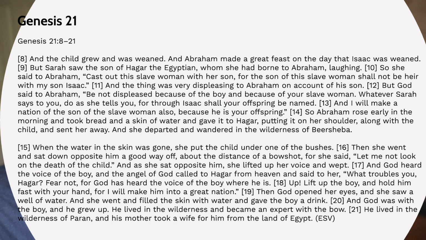So Abraham rose early in the morning and took bread and a skin of water and gave it to Hagar, putting it on her shoulder along with the child, and sent her away. And she departed and wandered in the wilderness of Beersheba. When the water in the skin was gone, she put the child under one of the bushes. Then she went and sat opposite him a good way off, about the distance of a bow shot, for she said, 'Let me not look on the death of the child.' And as she sat opposite him, she lifted up her voice and wept."